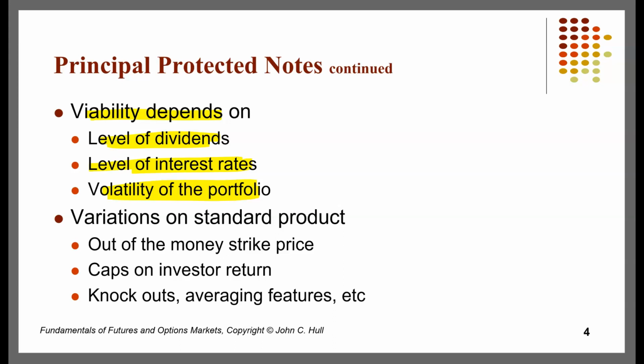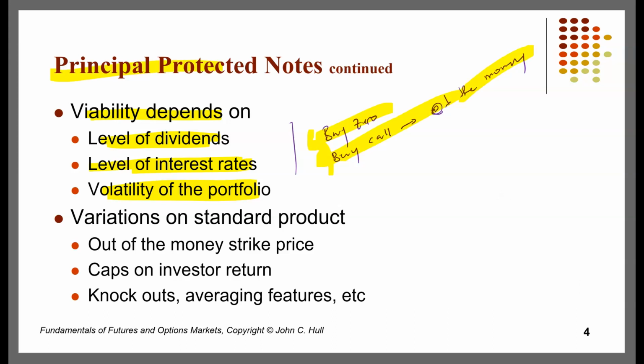Now, the strategy that we've described so far was fairly straightforward, right? We would buy a zero coupon bond and also buy call options, at the money call options. There are multiple variations of this base strategy for principal protected notes, and that's what we're referring to here: variations on the standard product.